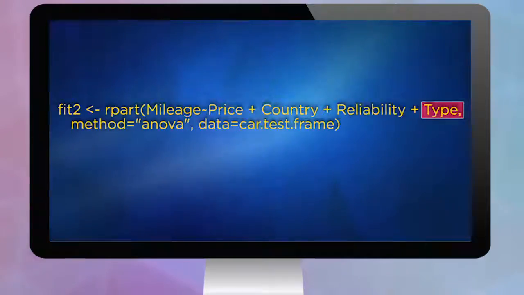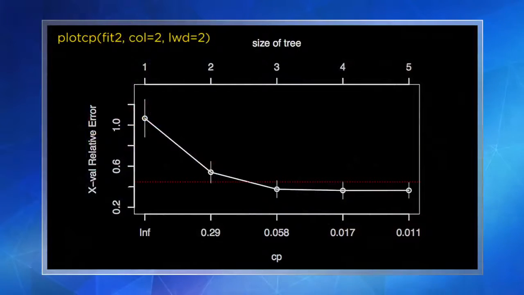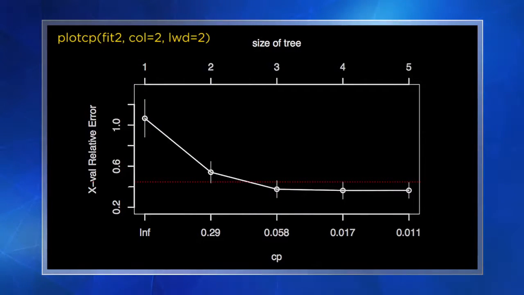So just like we would do multiple linear regression, we can do a multiple tree regression. We can fit all our variables to model our mileage. Now we have an optimal number of splits at 4, since our complexity parameter doesn't decrease by at least 0.01 from 4 to 5 splits.